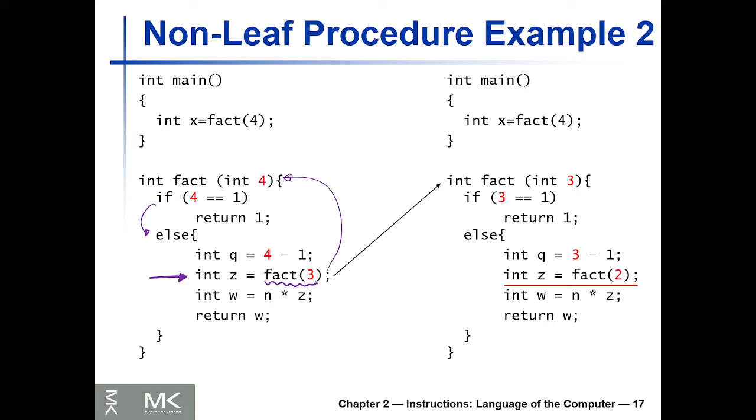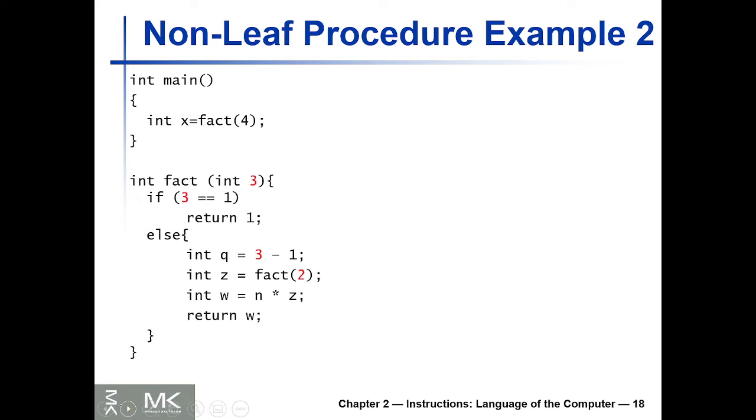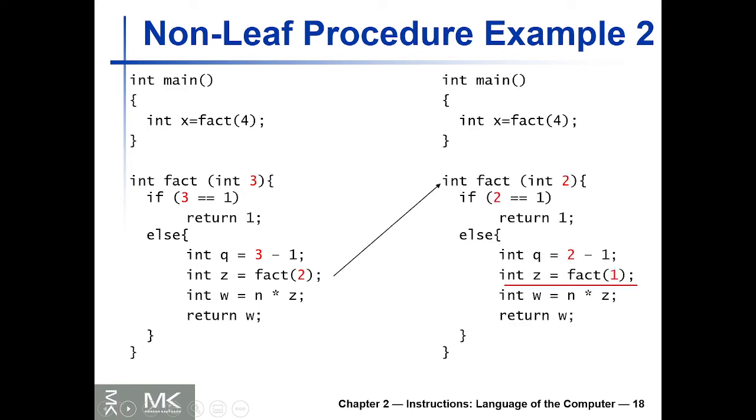So we're gonna go and remove n and put 3 now. If 3 is equal to 1, it's not equal to 1, so I'm gonna go to else. And q equals n minus 1. N here is 3, remember. So q will be 2. Z equals factorial of 2. And we're gonna stop here. Why? Because we don't know factorial of 2. We should go back and do this. That's basically what we're gonna do now. So we're gonna calculate factorial of 2. So I'm gonna remove n and put 2. If 2 equals 1, it's not equal to 1, so I'm gonna go to else.